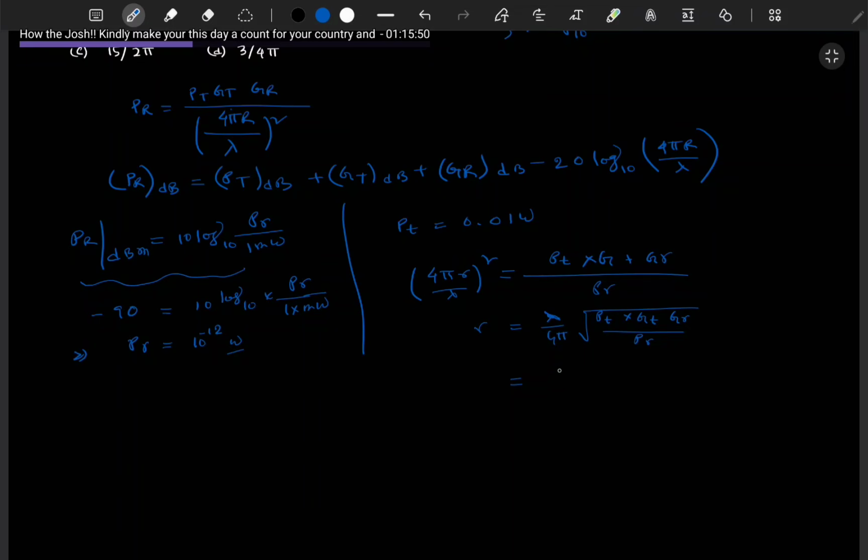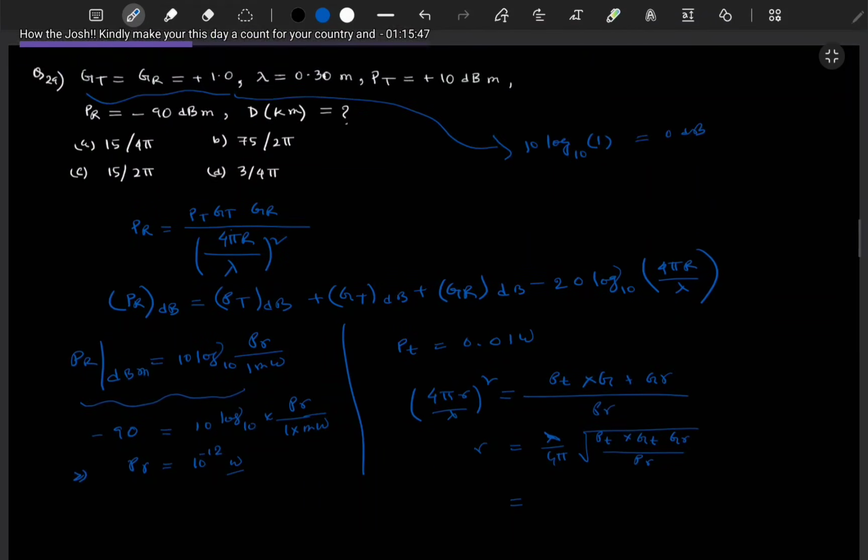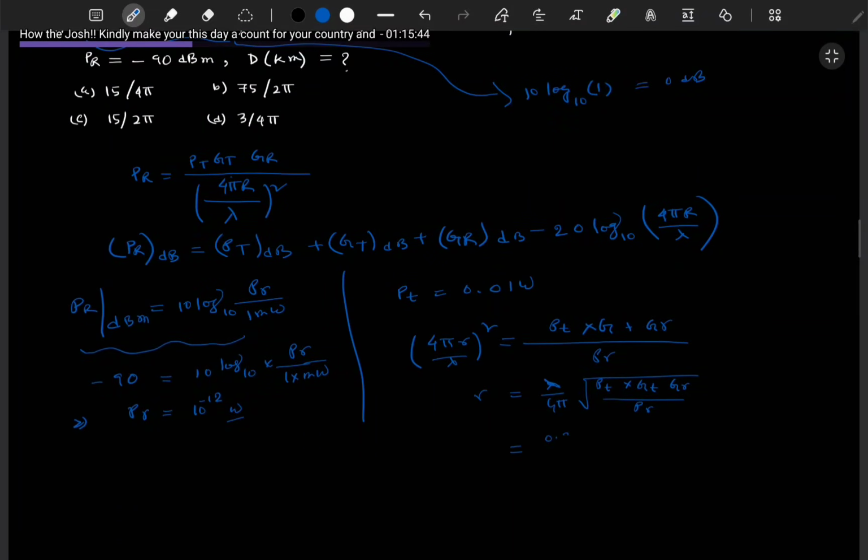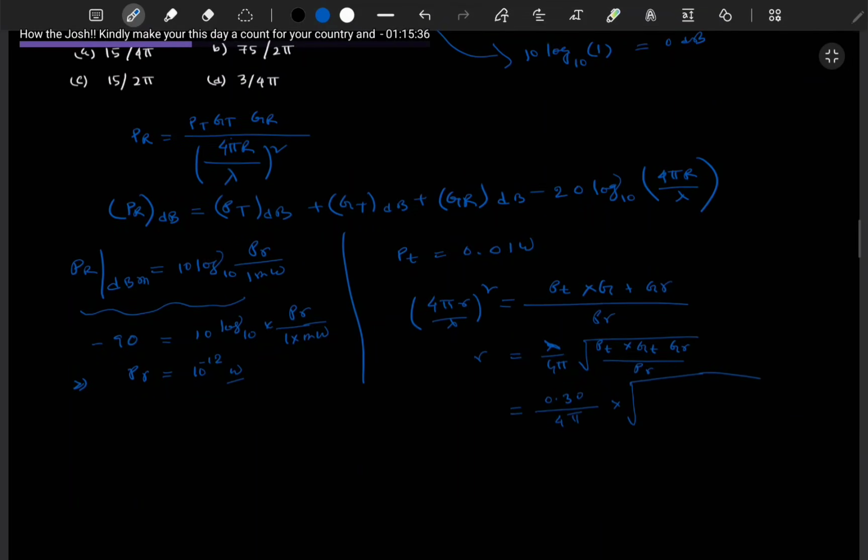Lambda equals 0.30 by 4 pi into root under 0.01. Okay, as we have found it here, GT and GR values are 1 and PR value is 1 into 10 to the minus 12. So from here I can get the value.